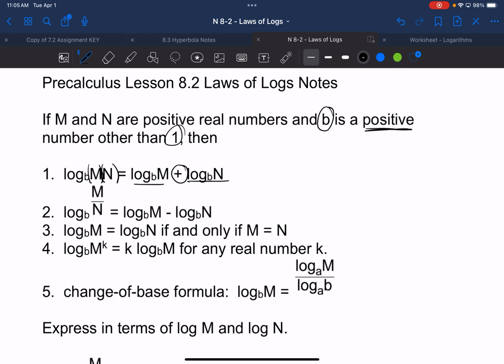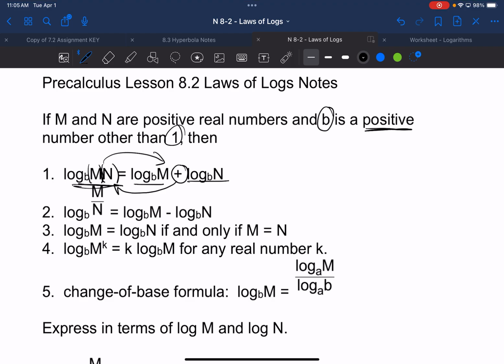Okay? So sometimes they're going to ask us to expand, which would mean to take something simplified like this and turn it into this. But sometimes they're going to ask us to condense, which would mean to take something expanded, turn it into something simplified. So we need to know both ways. So multiplication can be rewritten as addition. All right?